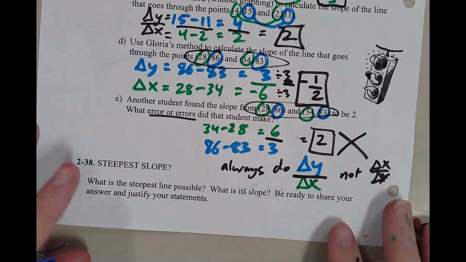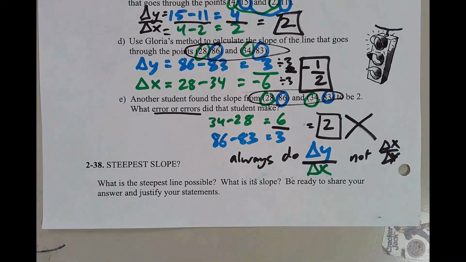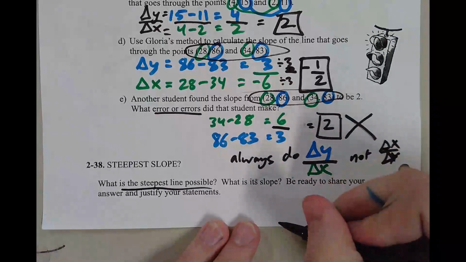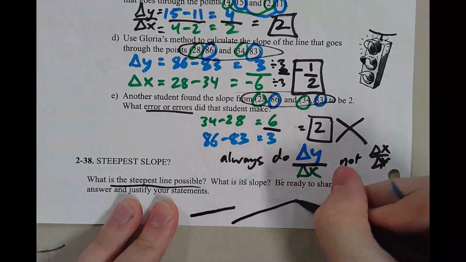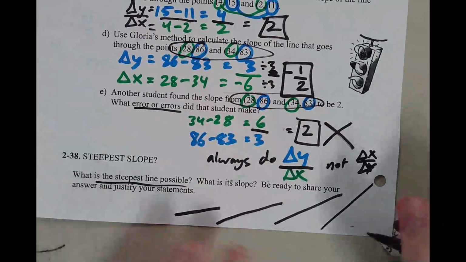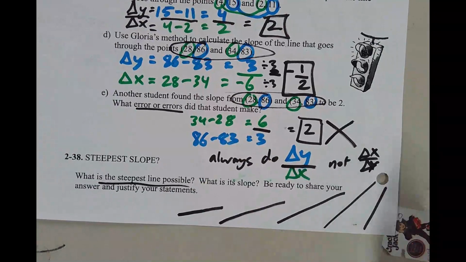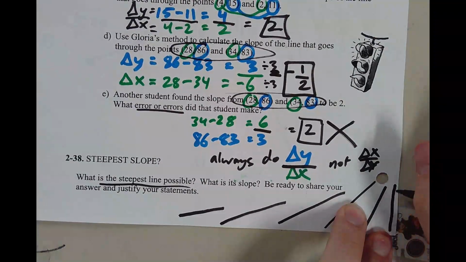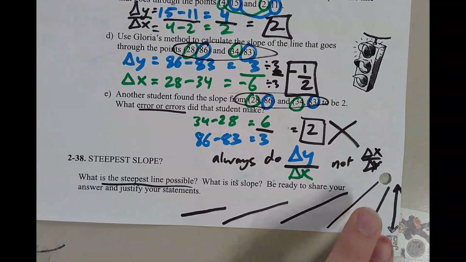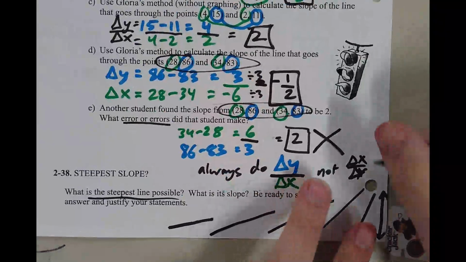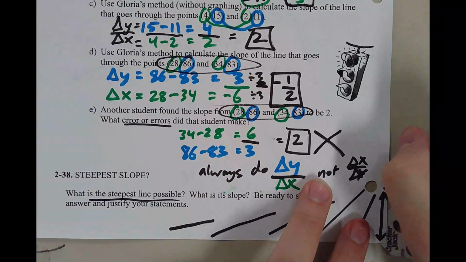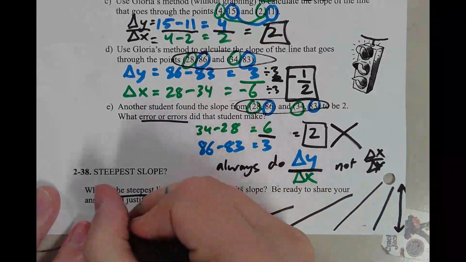All right, final question, problem 2-38. What is the steepest line possible? Remember, lines can get steeper and steeper and steeper. What is that line if it's the most steep ever? Yes, that line is a line that has a slope that is undefined.